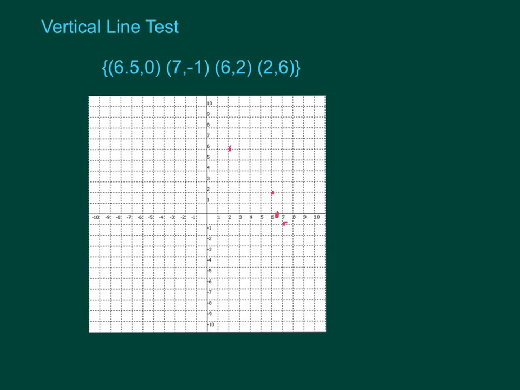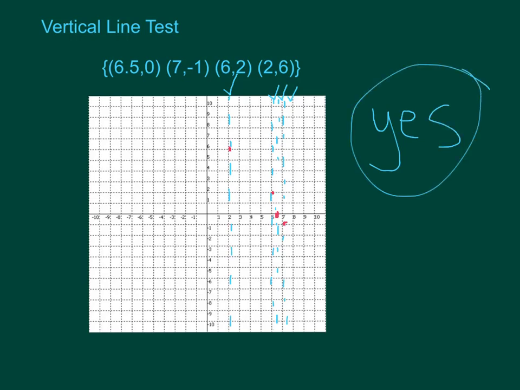Let's draw a vertical line through each of these points. This vertical line only crosses one point. This vertical line only crosses one point. This vertical line is close, but it still only crosses one point, and same with this last one. They're all very close, but each vertical line only crosses one point. Therefore, because it passes the vertical line test, yes, this is a function.